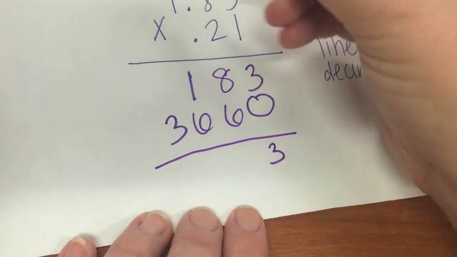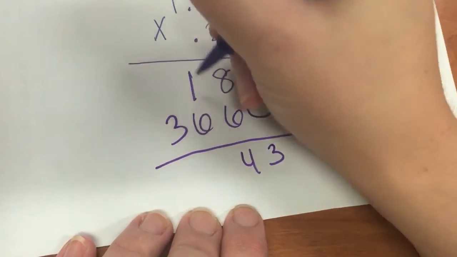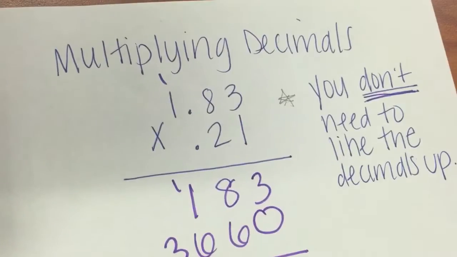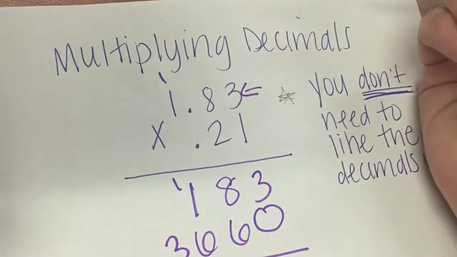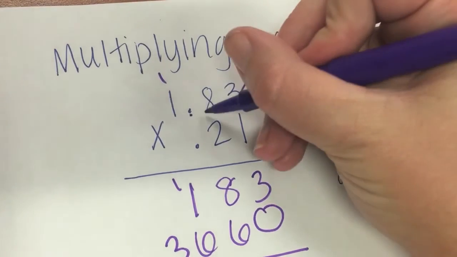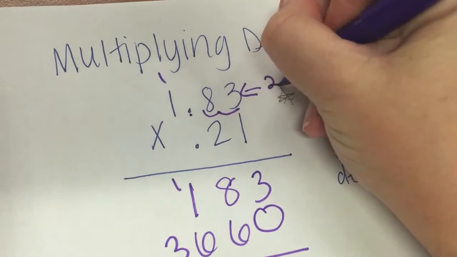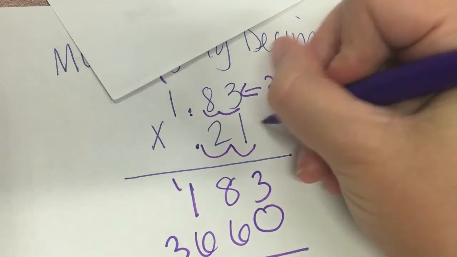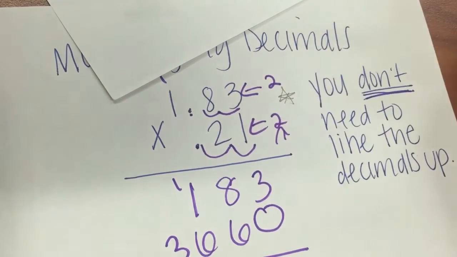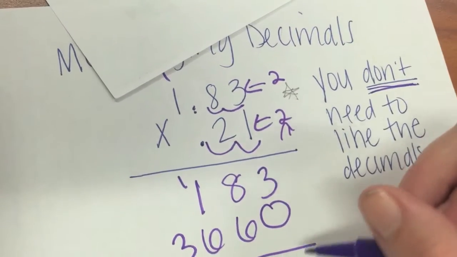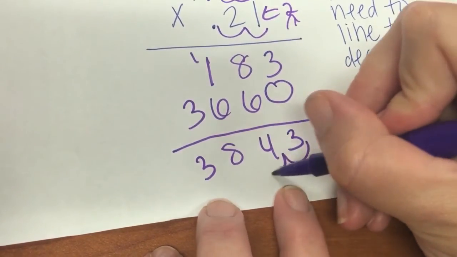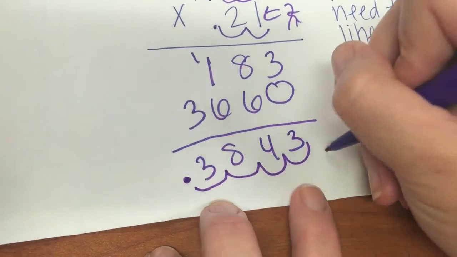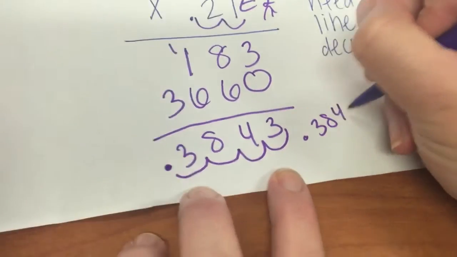So we've got the 3, 14, 8, and 3. Now is where my decimals come into play. How many digits do I have behind this decimal? I have 1, 2. So I've got 2. How many digits do I have behind this decimal? 1, 2. So I have a total of 4 digits behind the decimal. So over here, I'm going to go 1, 2, 3, 4. And my final answer is 0.3843.